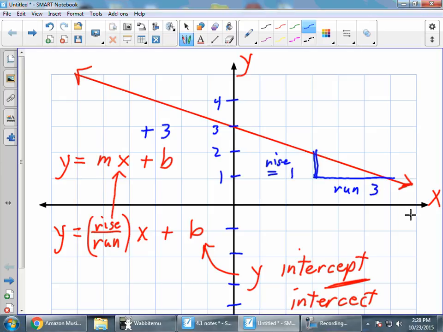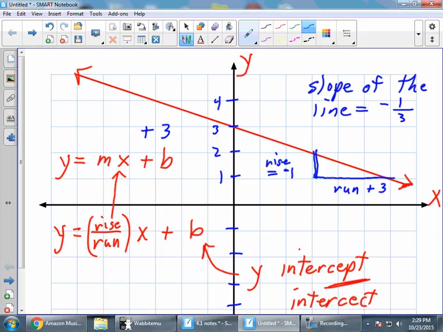But we have to be a little careful. If we start here and go down, that's actually a negative 1. I mean, the distance, you're right, is 1. The length of this side of the triangle is 1. But if you go down, it's negative 1. And if you go to the right, it's positive 3. Oh, boy, that is ugly. I'm going to fix it. Stand by here for a second. If you go to the right, that's positive 3. So there's our slope. Slope of the line equals rise over run, in this case negative 1/3.